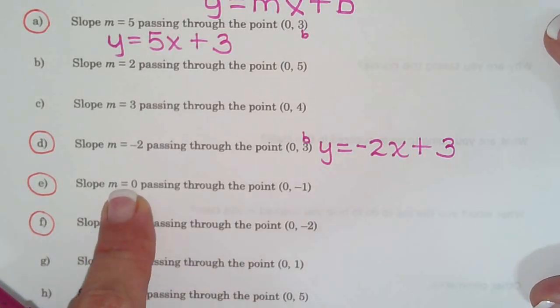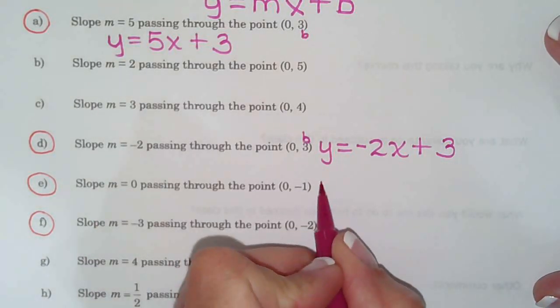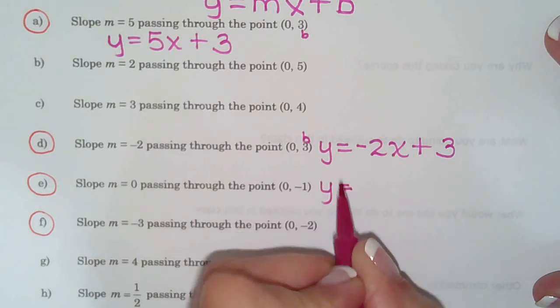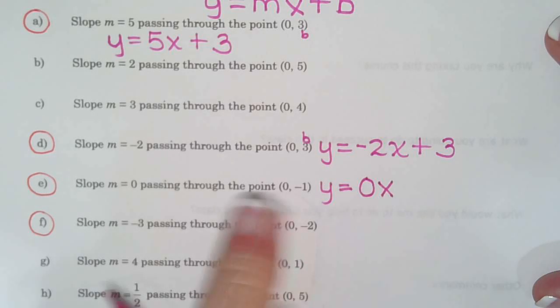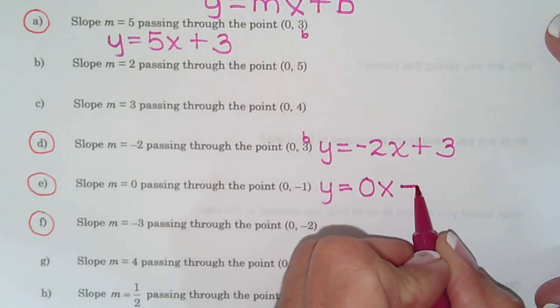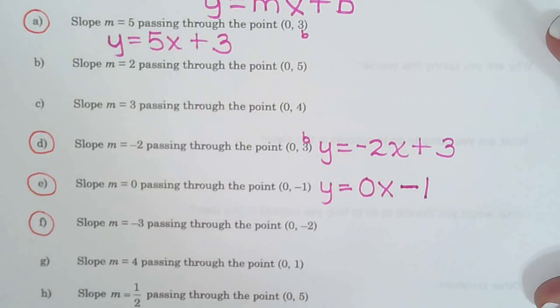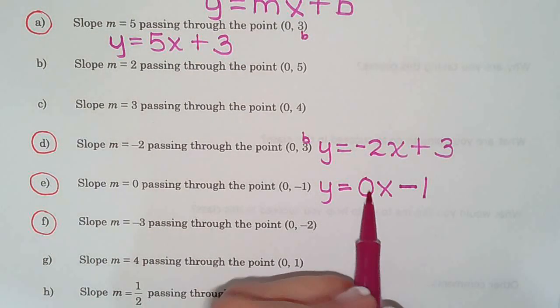Here our slope is 0. And our y-intercept's negative 1, so we would write y equals, in place of m, put 0x. And instead of writing plus negative 1, it's better to write just minus 1. And what is 0 times any number? 0. So generally we don't write this.